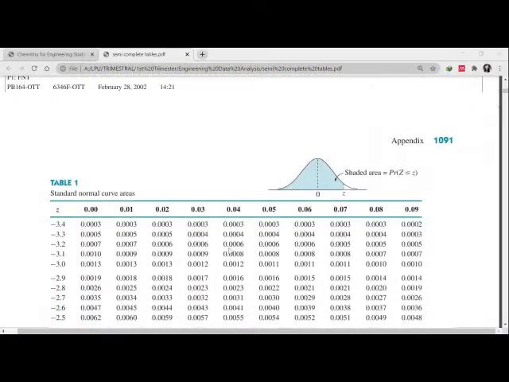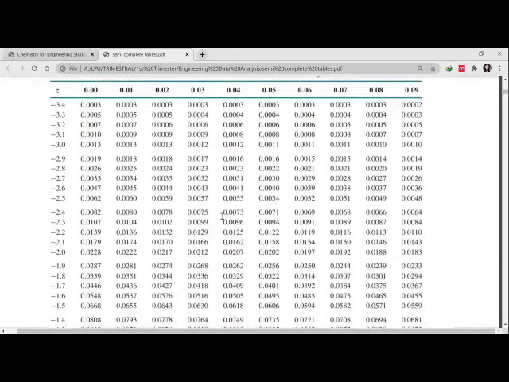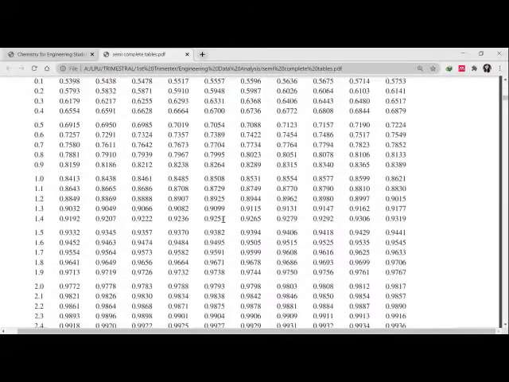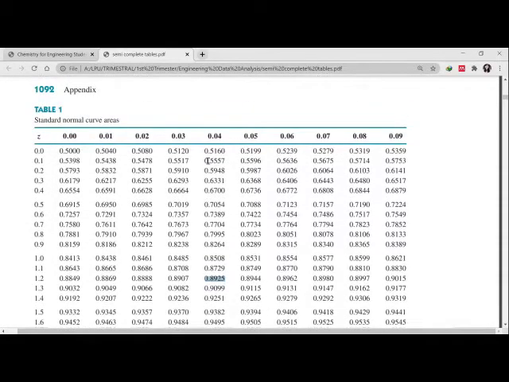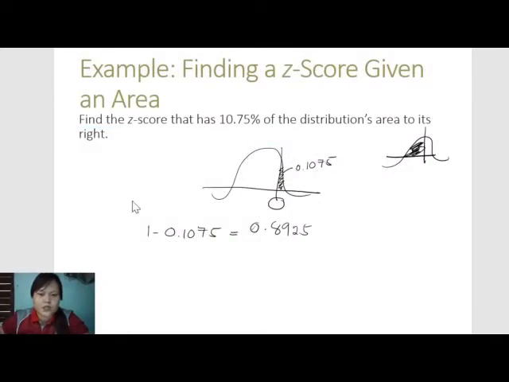Okay, back to the table. 0.89, positive. 0.8925. That's 1.2, and on top is 4. So 1.24. Let's go back. The z value is positive 1.24. So the value of this is 1.24. Right?